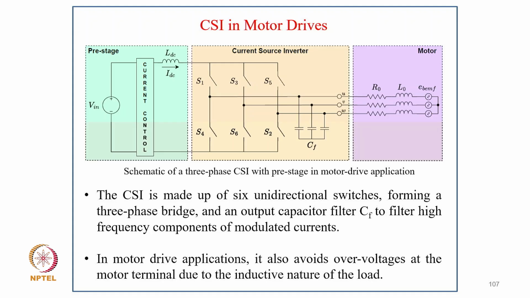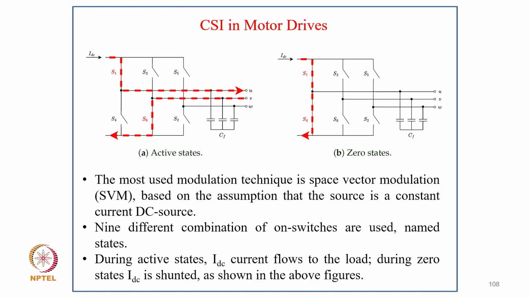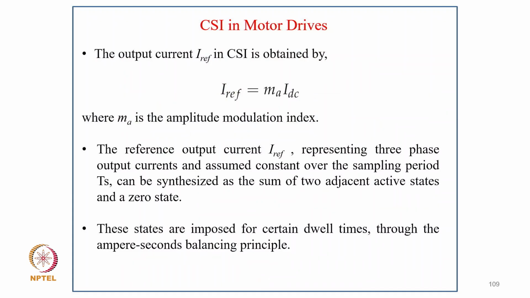And motor drive application will also avoid the overvoltage at the motor terminal due to the inductive nature of the load. And the most used modulation technique is space vector modulation, based on the assumption that the source is a constant current DC source, and 9 different combinations of on switches are used, namely states. And during the active state, IDC current flows to the load. During the zero states, IDC is shunted as shown in the above figure.